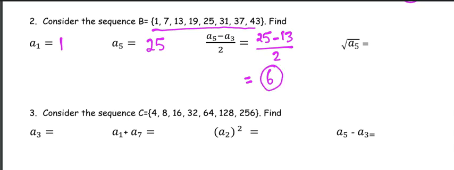Square root of the fifth term, that means square root of 25, is going to be equal to 5. Or, as we said, the square root of any number has a positive and a negative root, so negative 5.